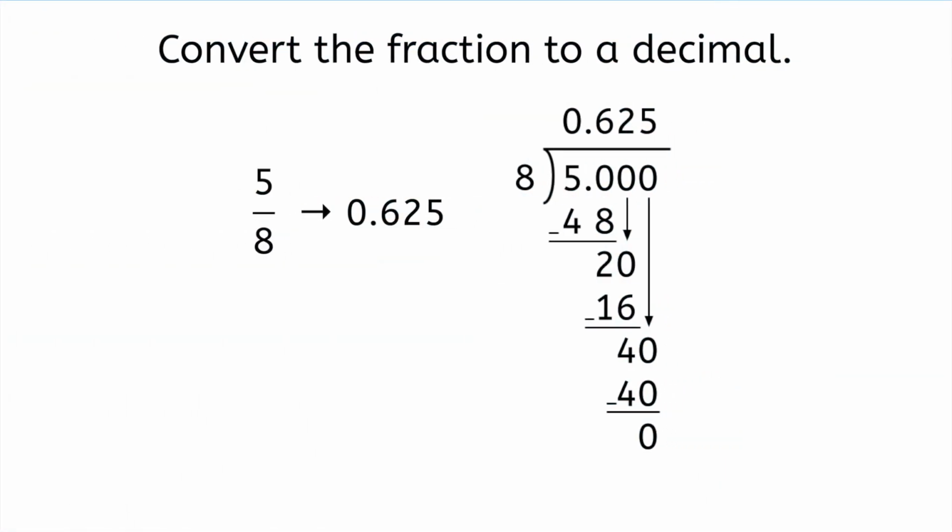5 divided by 8 equals 625 thousandths. Great work! This must be how batting averages are calculated.